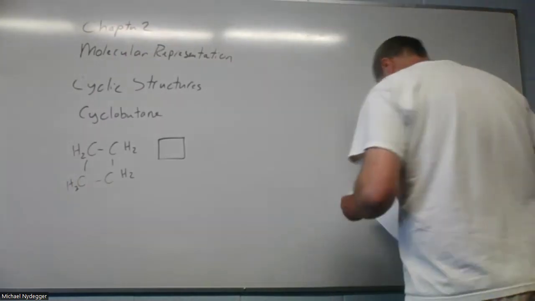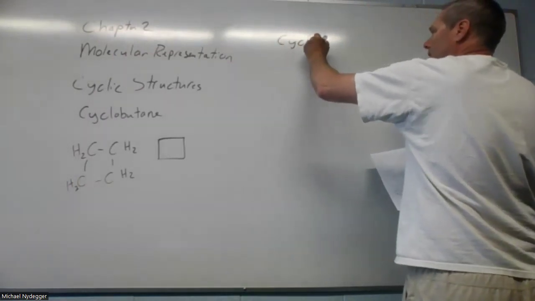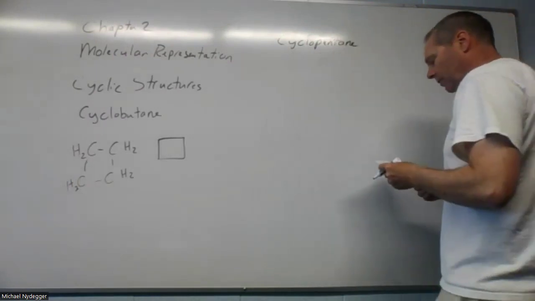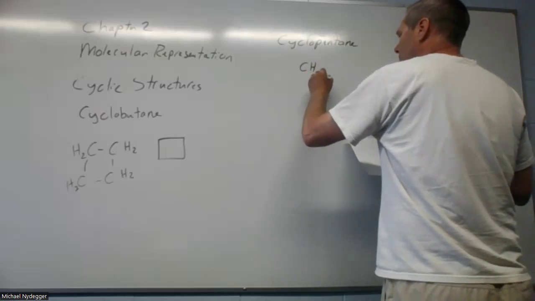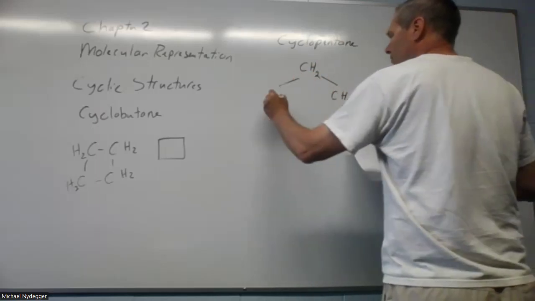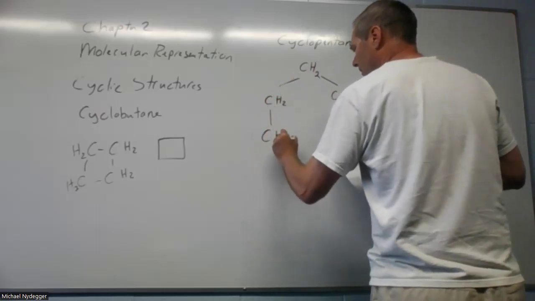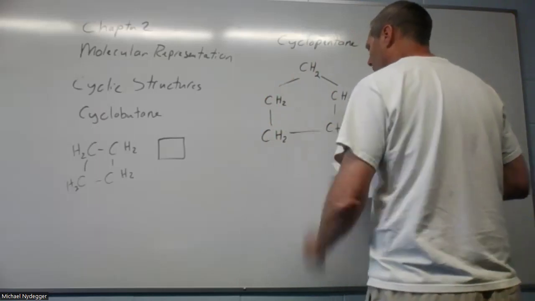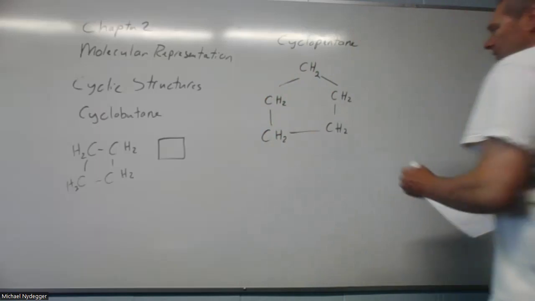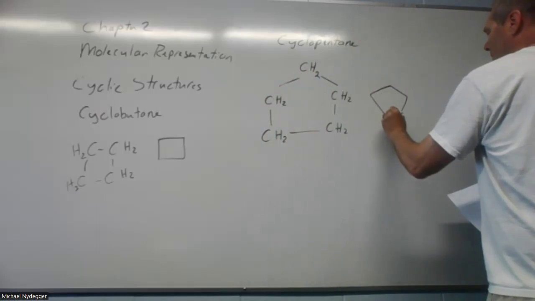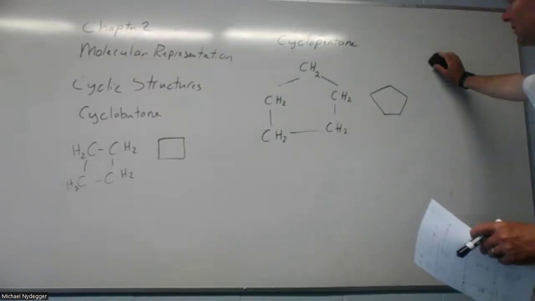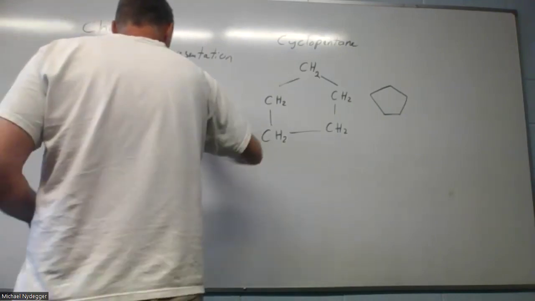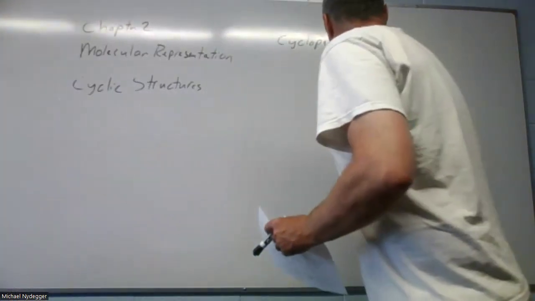So that's cyclobutane. We can look at cyclopentane. That's going to be CH2. Coming off that carbon is going to be another CH2, CH2, CH2, CH2, and then they're going to be bonded such as that. And to draw that, it's simply going to be a five-member ring such as that, a pentagon. All right, so that's cyclopentane.